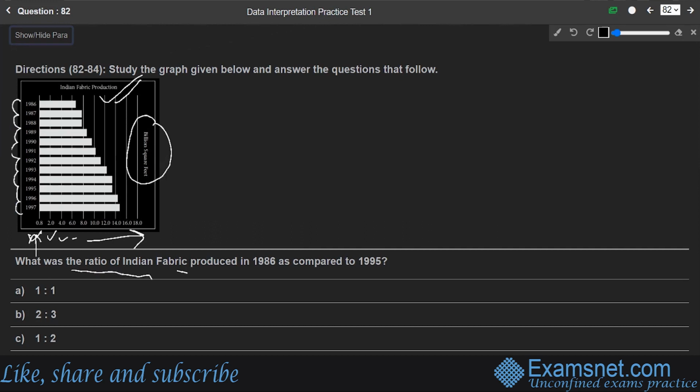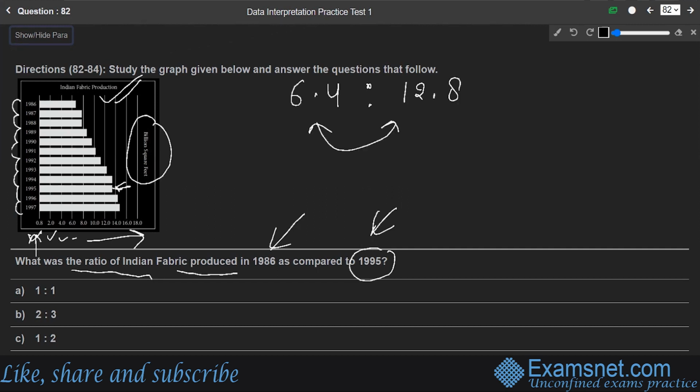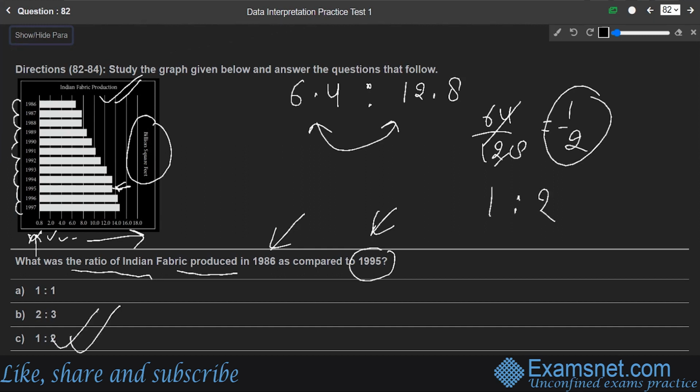What was the ratio of Indian fabric produced in 1986 as compared to 1995? So let us pick the data value, 86 value. Okay, for the year 1986, the value is somewhere between 6 and 8. So obviously we'll have to approximate something. Let us approximate this as 6.4 for the year 1986. And for the year 1995, let us see the value. The chart is here. So for 1995, it is between 12 and 14. Let us approximate this to be 12.8. If we simplify this ratio, this has to be 6.4 is to 12.8. So this is nothing but 64 is to 128, which is close to 1 by 2. So the ratio becomes simply 1 is to 2. So that is the right answer available in option number C.